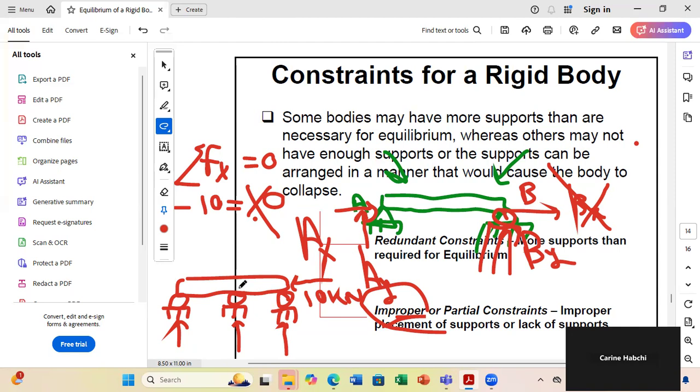Now, what do we mean by partial constraints? For partial constraints, I have, if you want, a number of supports lower than required. For example, if I have only two rollers, this is called partial constraints. I can have equilibrium only in particular cases. I can have equilibrium in this case if my force is vertical downward.